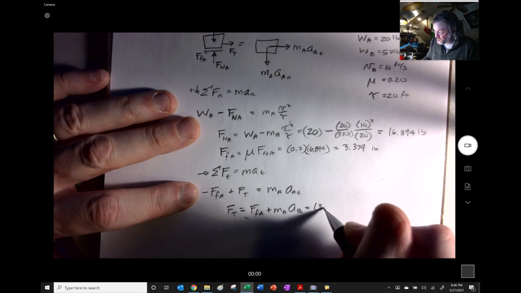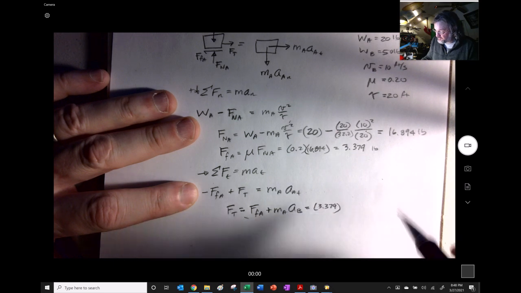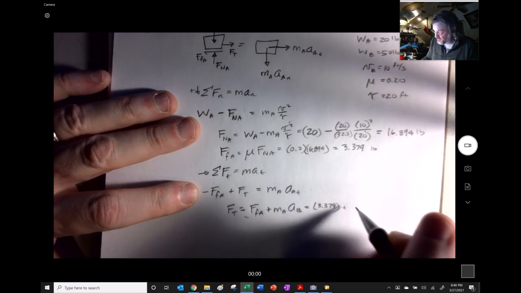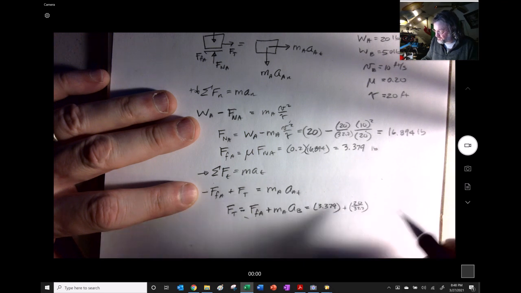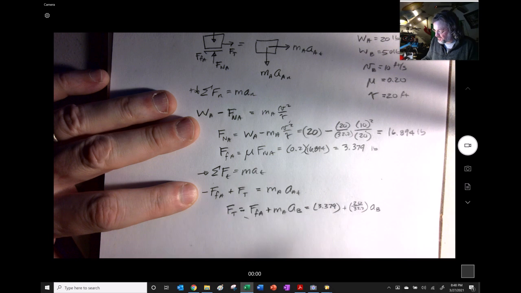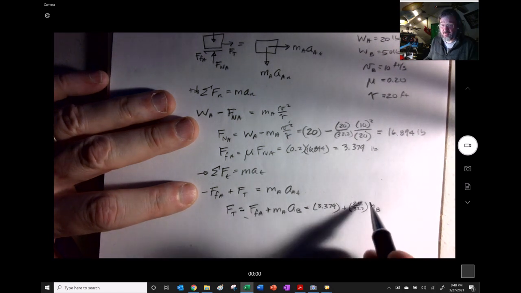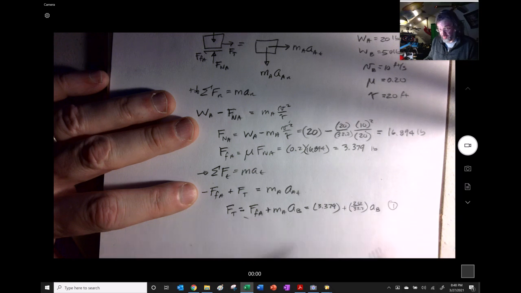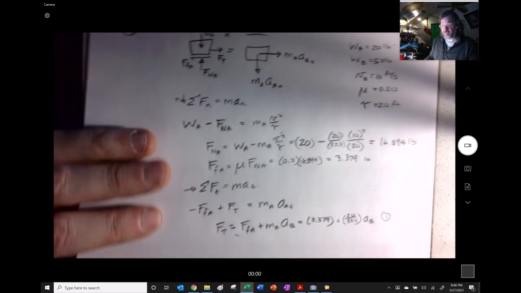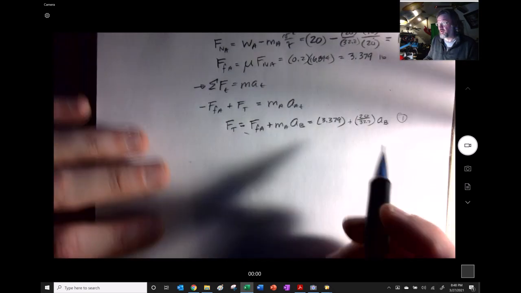So I'm going to write out this equation: friction force A plus mA times acceleration of B. So we have 3.379 plus my 20 divided by 32.2 times aB. I could turn that into a number, or I could just call this my equation 1 and come back to it. Now I go to my other piece right here.